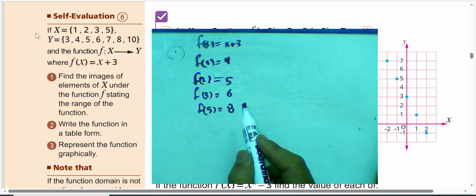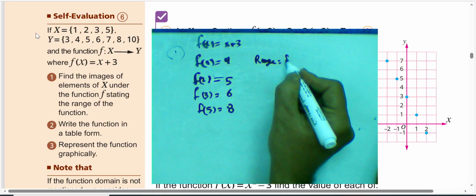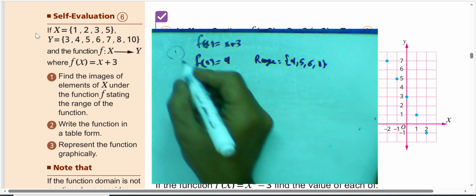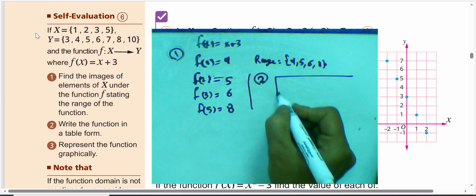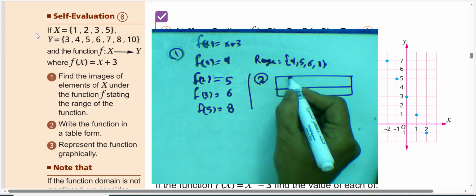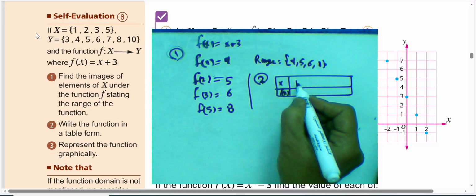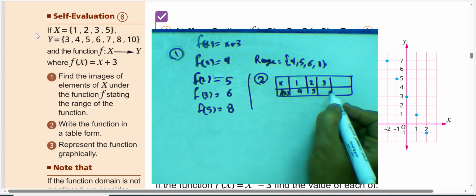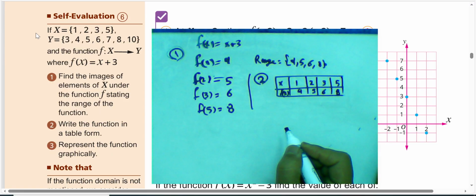Find the image of the function and state the range of the function. Then the range will be the images 4, 5, 6, 8. This is question number 1. Question number 2. Write the function in table form like this. We can write here x and f of x. x is 1, the image will be 4. x with 2, the image will be 5. x with 3, the image will be 6. x with 5, the image will be 8.